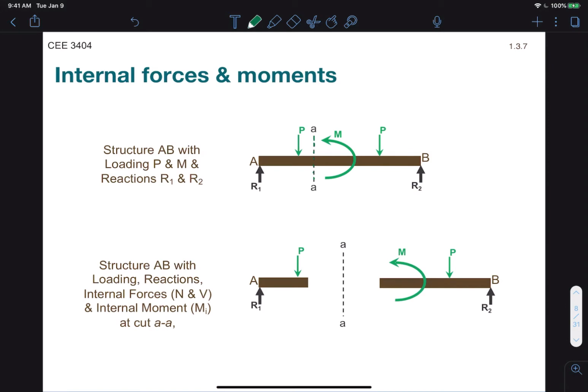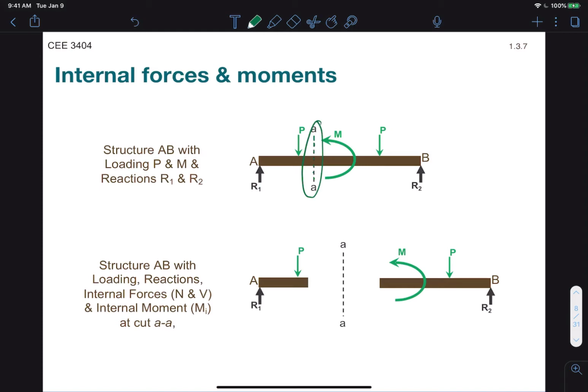This also works if we think about the structure internally. So let's take that very same structure with reactions and applied loads, and let's make a cut, AA. Note the way that we denote the cut with the dashed line and the 2 letters. When we slice it, everything that was on the left goes to a left-hand free body diagram, including the loads. Everything that was on the right goes to a right free body diagram.